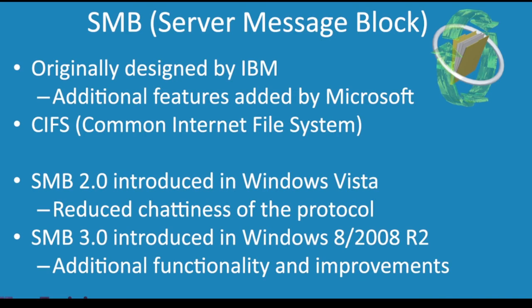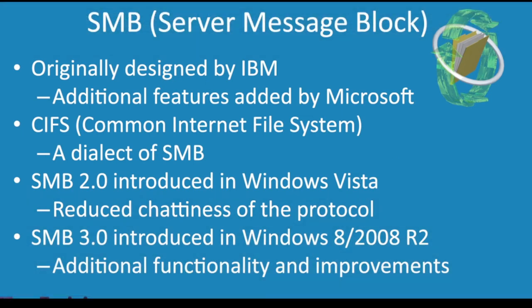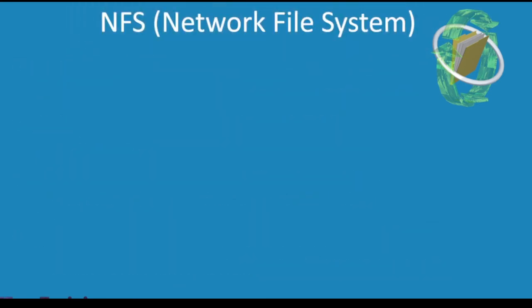However, the name did not catch on, and future versions used the name SMB. For this reason, CIFS is referred to as a dialect of SMB. You may hear the terms SMB and CIFS used interchangeably, but they are essentially referring to Windows file sharing. As we move forward, however, only the term SMB should be used, and CIFS should be remembered as a thing of the past. The next file system that I will look at is Network File System, or NFS.